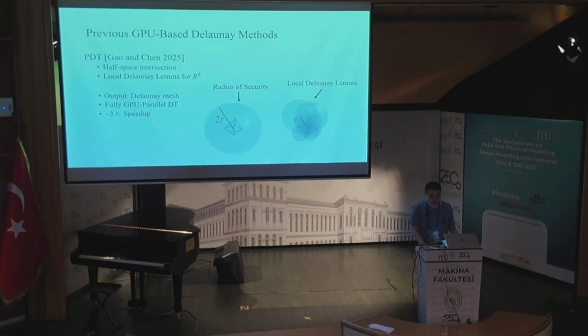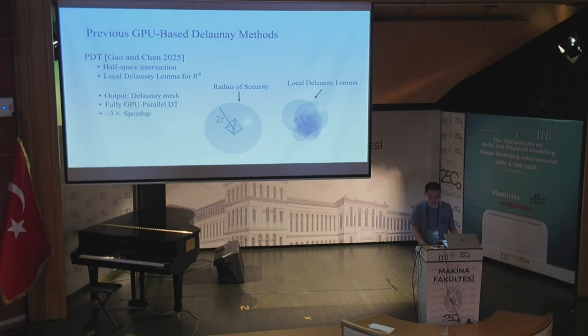A more relevant comparison is our own work from last SPM, PDT. PDT is also based on half-space intersection, but it improves locality using the local Delaunay lemma. It directly outputs a Delaunay tetrahedral mesh, and the construction is fully GPU parallel. Overall, PDT achieves about 3 times speedup over the state of the art.